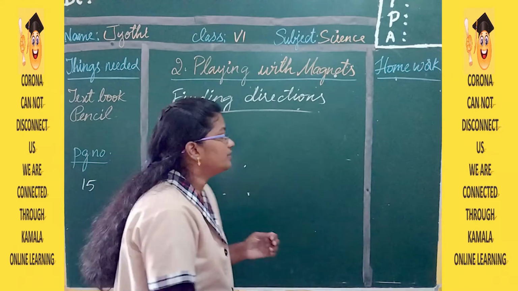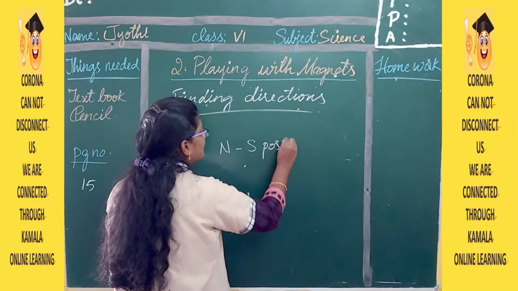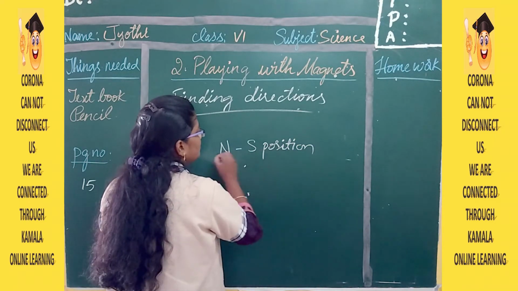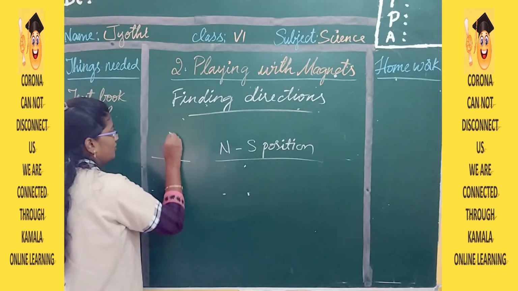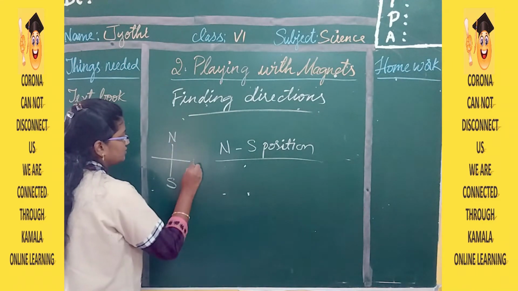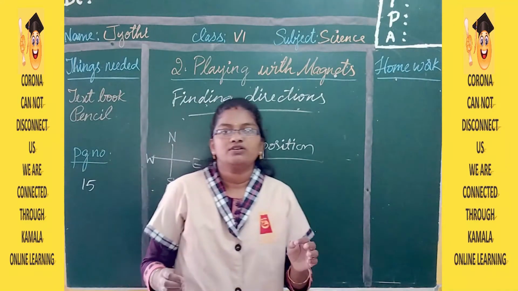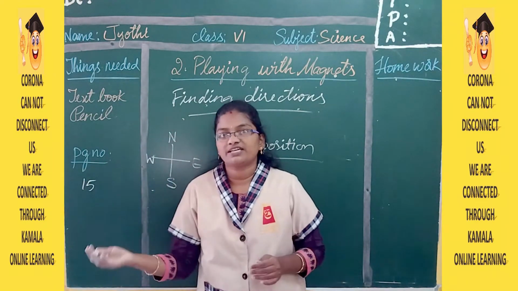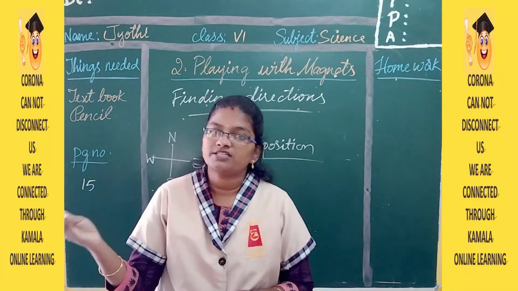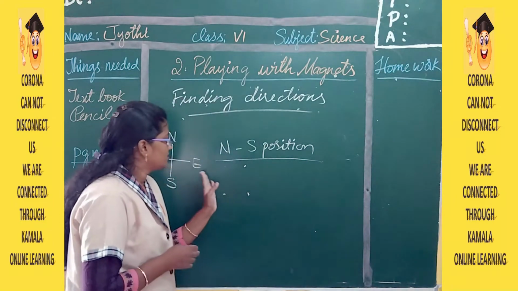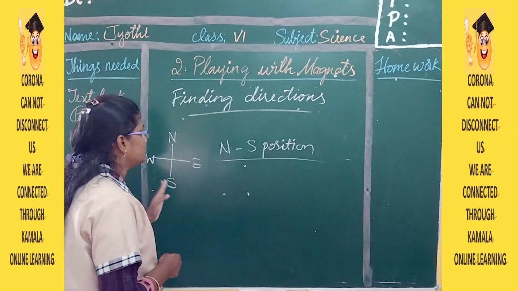That is nothing but the north-south position. You all know the directions, right? North, south, east, west. You can identify the east side very easily because the sun rises towards the east. If you know east, you can easily find which is the north and south side.